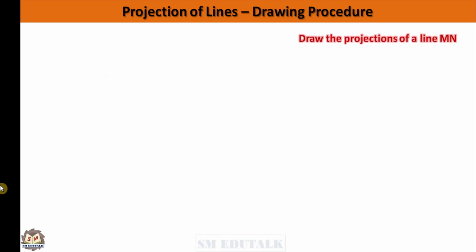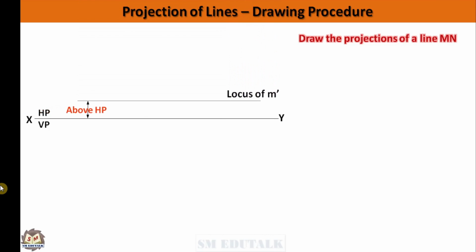Draw the projections of a line MN. First, a reference line XY should be drawn. Line MN has two endpoints M and N. A horizontal line should be drawn above the XY line using the above HP condition. This is called the locus of M dash. Similarly, another horizontal line should be drawn above the XY line. This is called the locus of N dash.